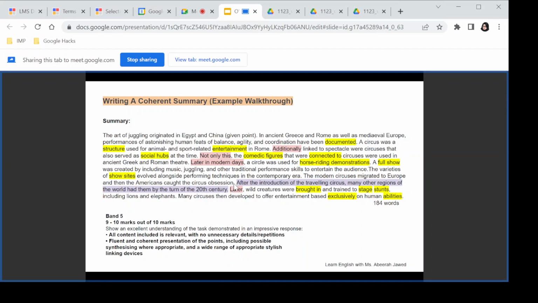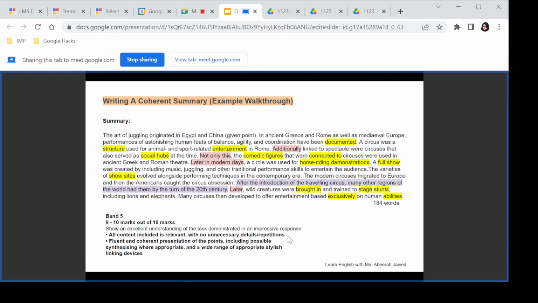Got it. Right? So what you're doing here is you're actually telling the examiner that you can vary sentence structures. There's a proper cohesiveness in your summary. The synonyms are there. Everything is in your own words. Not even in a single phrase should the examiner get a feeling of you picking and copying directly from the passage. It shows an excellent understanding of the task, demonstrated in an impressive response. Why? All content included is relevant with no unnecessary details or repetitions.